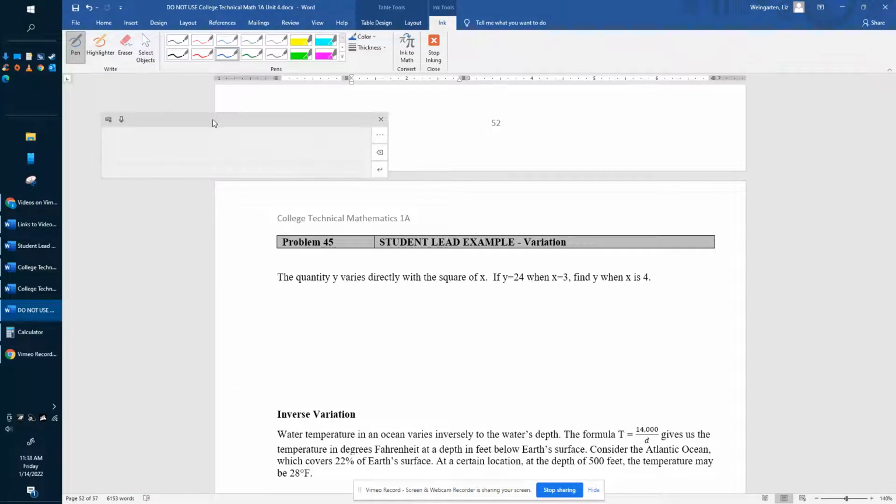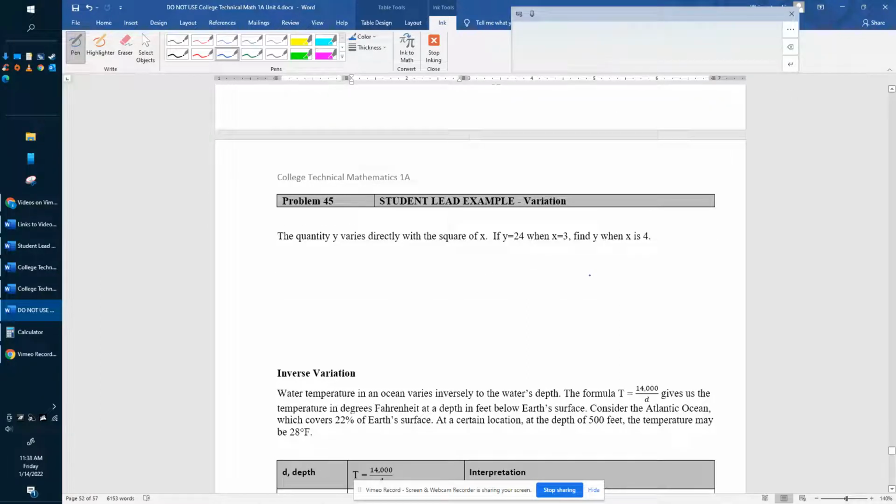Go ahead and do this example, problem 45. You will mirror exactly what I just did. Make sure you find your basic equation first, solve for k, plug your x and y values in to solve for k, write your final equation, and then plug in your x value to find y.